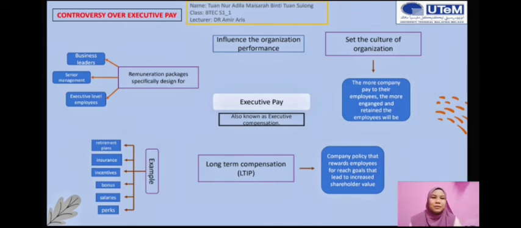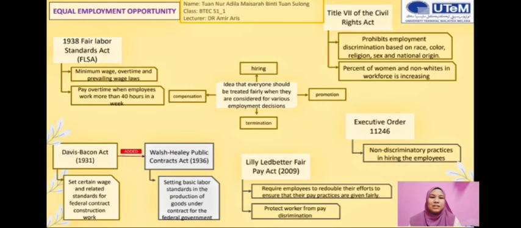Secondly, we go to the Equal Employment Opportunity or EEO, which is the idea that everyone should be treated fairly when they are considered for various employment decisions, which are hiring, termination, compensation, and promotion. Firstly, we go to Title VII of the Civil Rights Act, under which it is illegal for companies to discriminate against a person on the basis of race, color, religion, or sex.